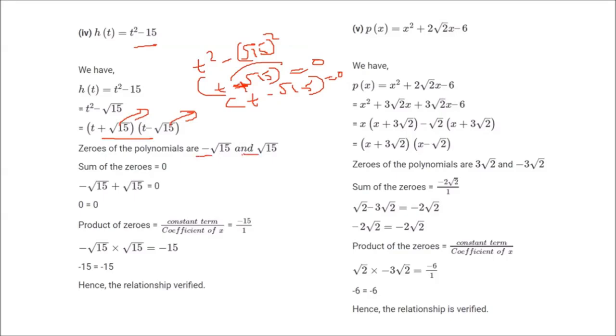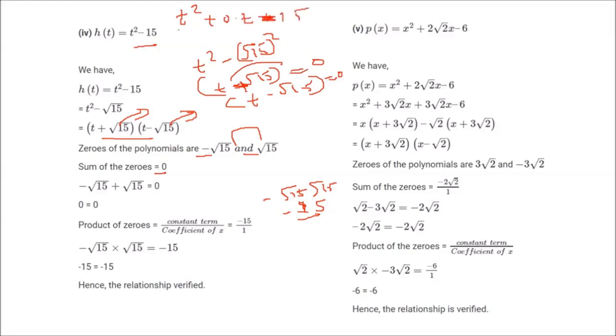When you sum these roots, minus root 15 plus root 15, you get 0. And what about the product of the zeros? When you multiply minus root 15 by plus root 15, you get a minus, and root 15 into root 15 is 15. So minus 15 you get. So this is by actual multiplication. Now let us see what you get by formula. In t square, there is no term of t, so you can write 0 into t and then minus 15.